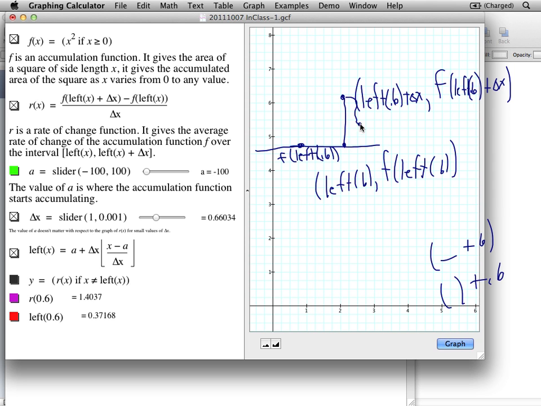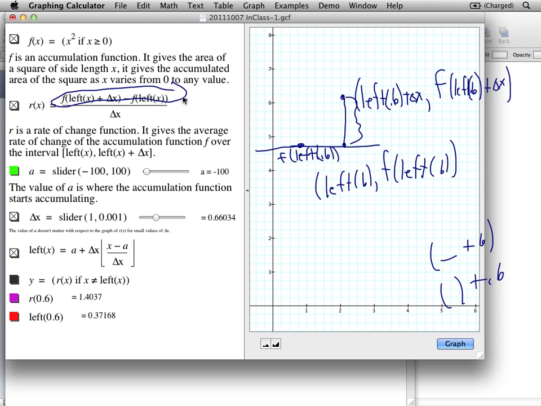What is this right here? Josh, what is that that I just highlighted? Is that f of left of 0.6 plus delta x? Well, that's part of the story. Daphne, you want to finish the story? Is it the change in y? It's the change in y. And you get the change in y how? Zach? By doing the numerator of the r of x. Exactly, by doing the numerator of the r of x.